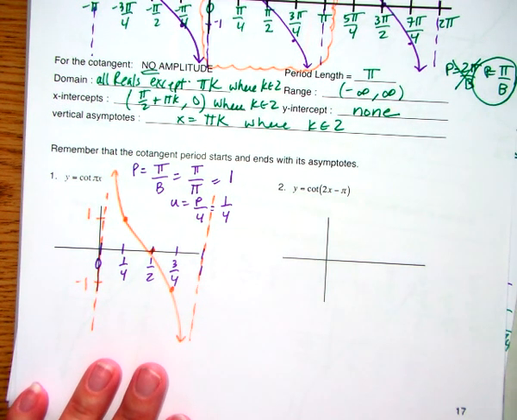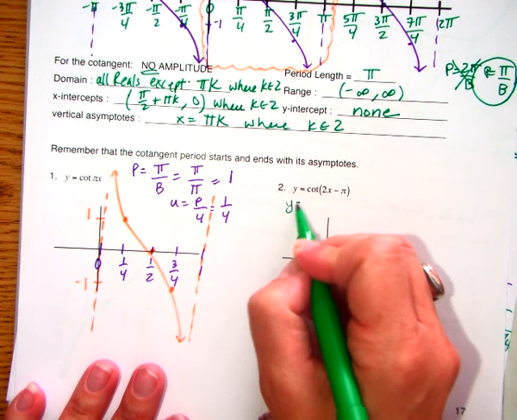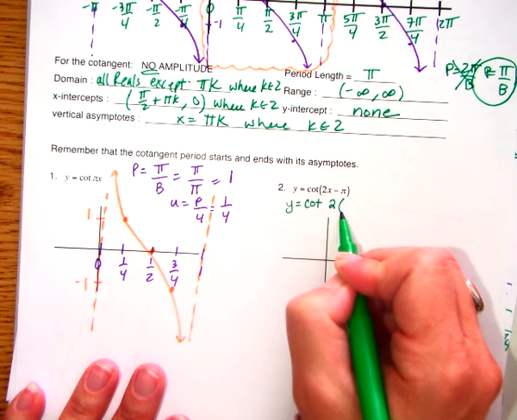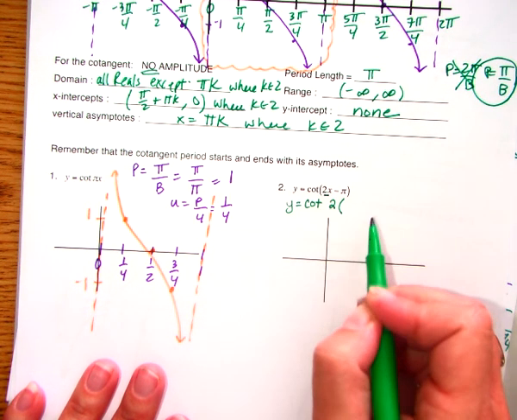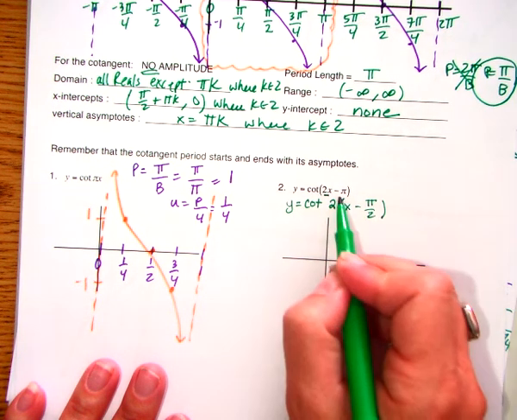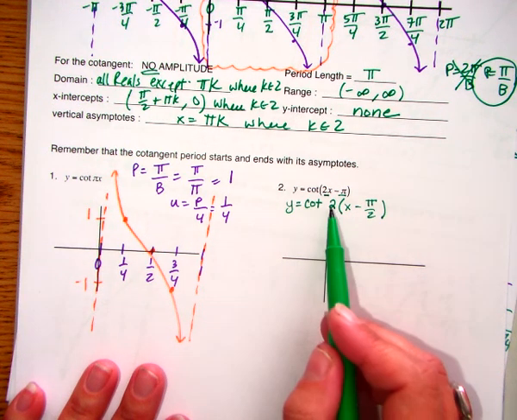All right. Question. Let's try number 2. Cotangent, you have to factor out the b, so it's always the coefficient of x. So I factor out a 2. I'm left with x minus pi over 2 because I factored out a 2. I divided both of those by 2. So we're going to have both a period change and a phase shift.